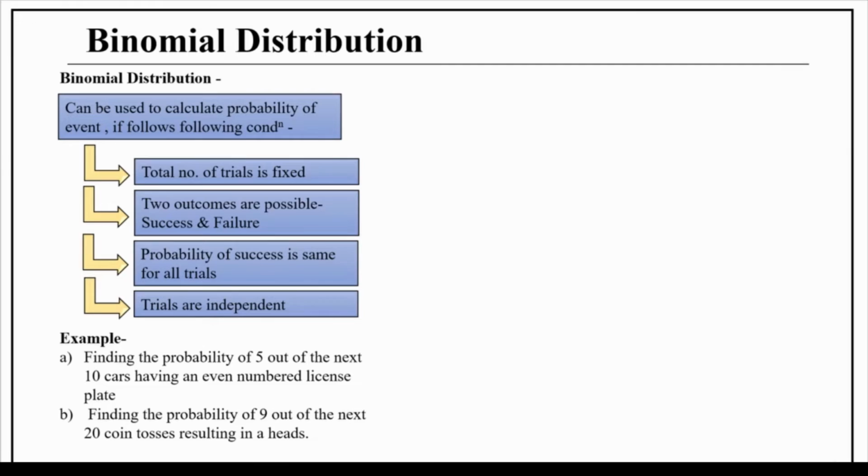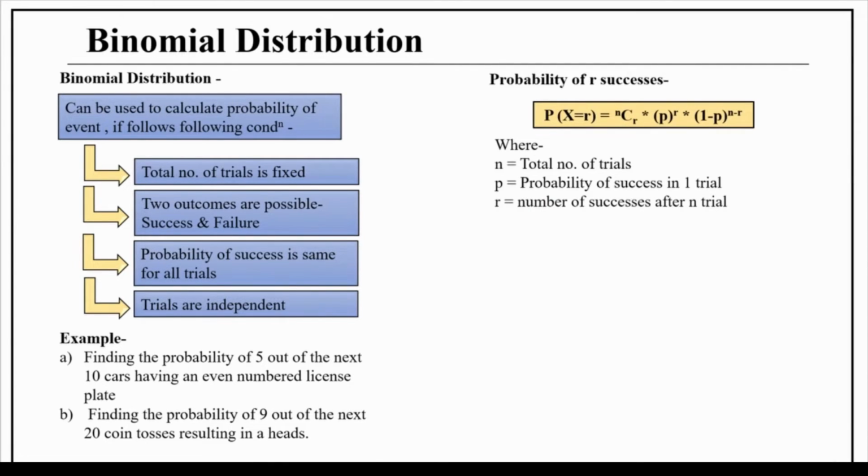So what is the formula for calculating probability in such conditions? So this is the formula for calculating probability. Here n is total number of trials, small p is the probability of success in one trial, small r is number of successes after n trials. nCr is the possible combinations for small r in total n.